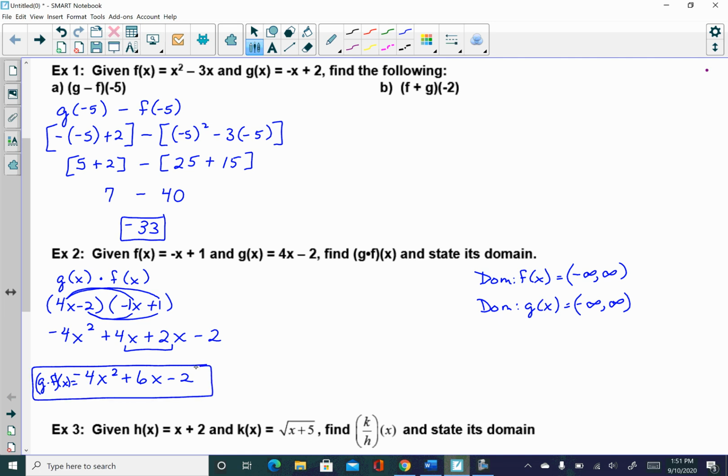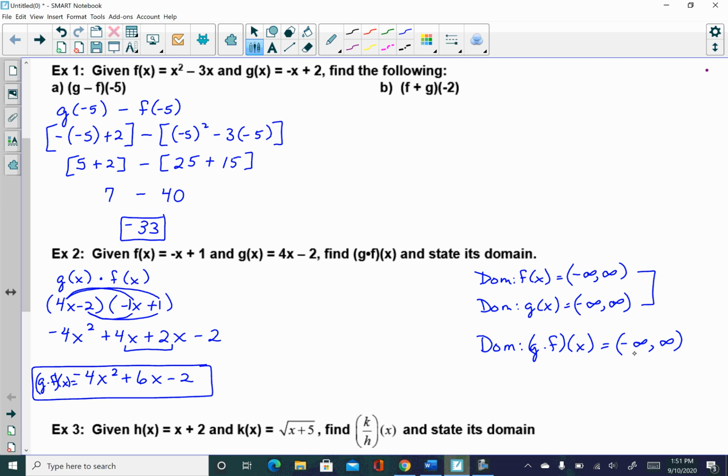Now, if you think about it, we could graph this in our calculator and see what its domain is, but as I mentioned to you at the top, the domain of this function should be where these two overlap. Well, they're going to overlap everywhere, right? Negative infinity to positive infinity for both of them, so they're going to overlap everywhere. So that allows us to come to the conclusion that the domain of g times f of x is also negative infinity to positive infinity.